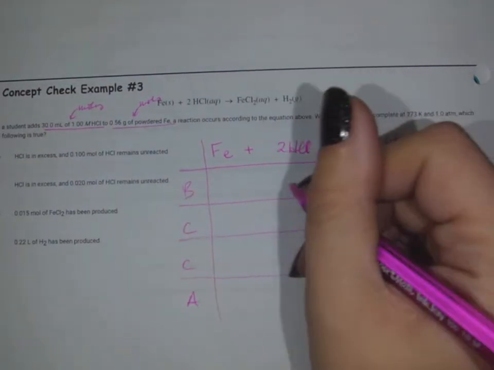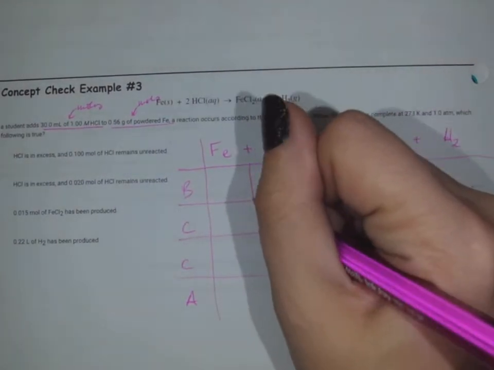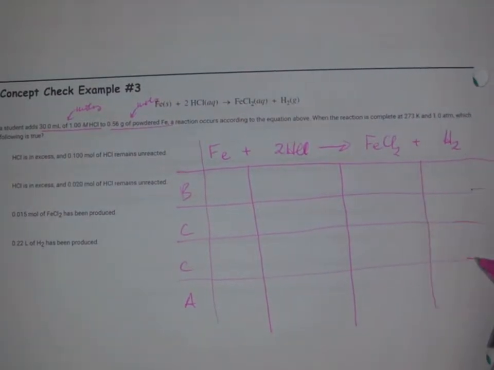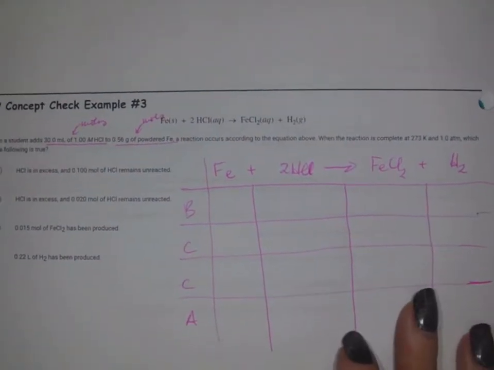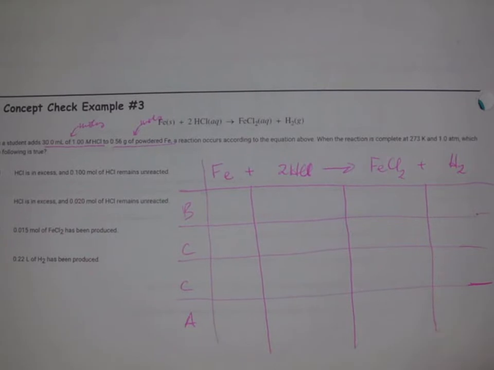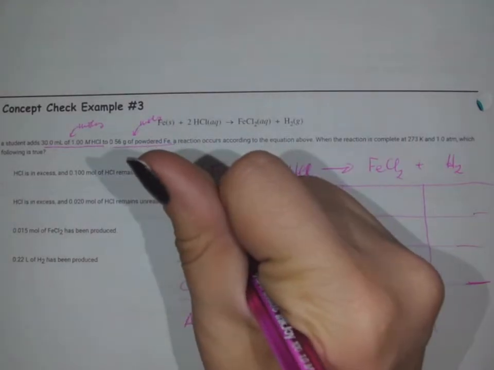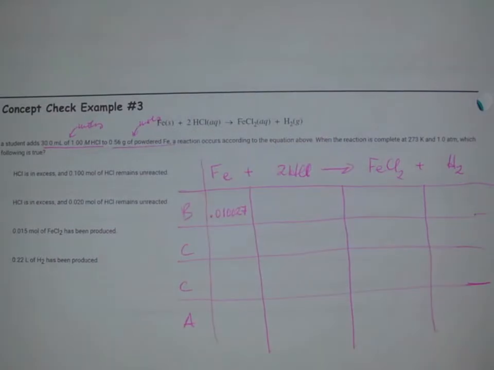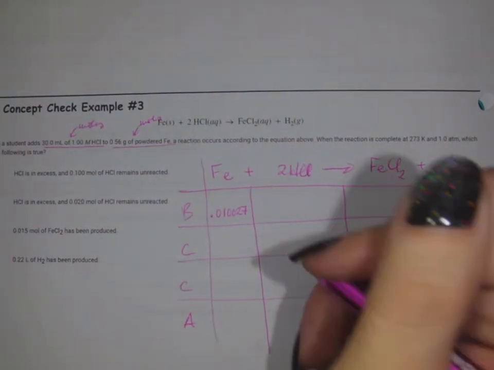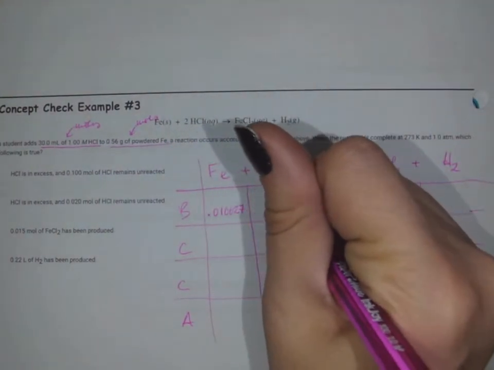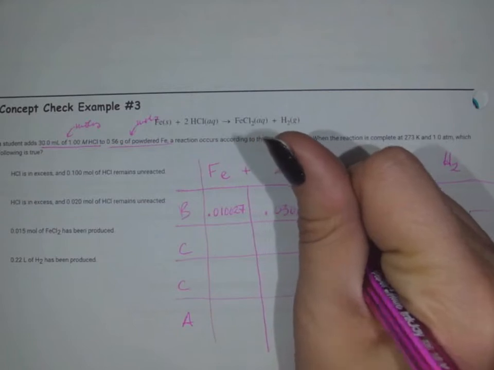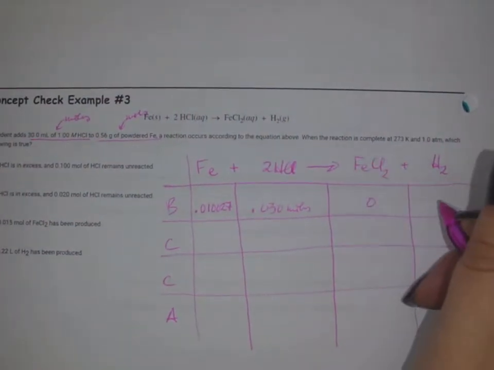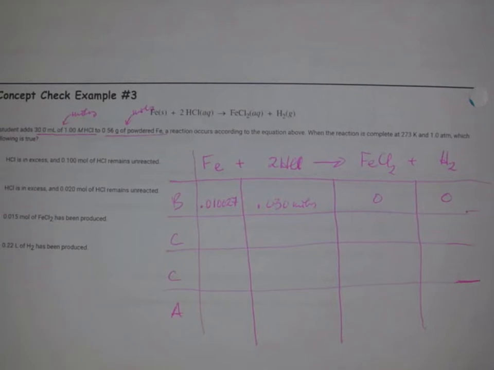BCCA. Alrighty. Iron. Great. Now, before this reaction happens, we just calculated it up above. There's 0.010027 moles of iron. There's 0.030 moles of HCl. We have 0 of our products. We haven't made any products yet.